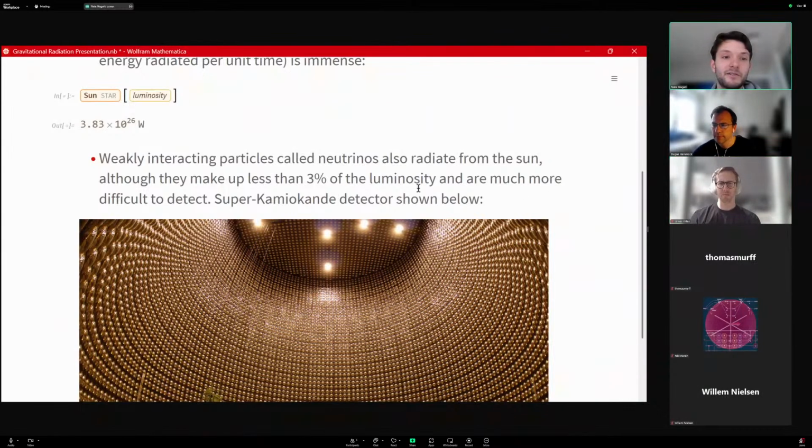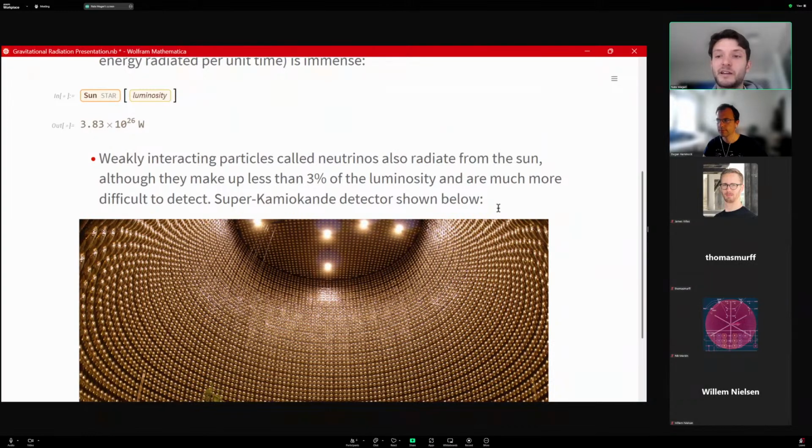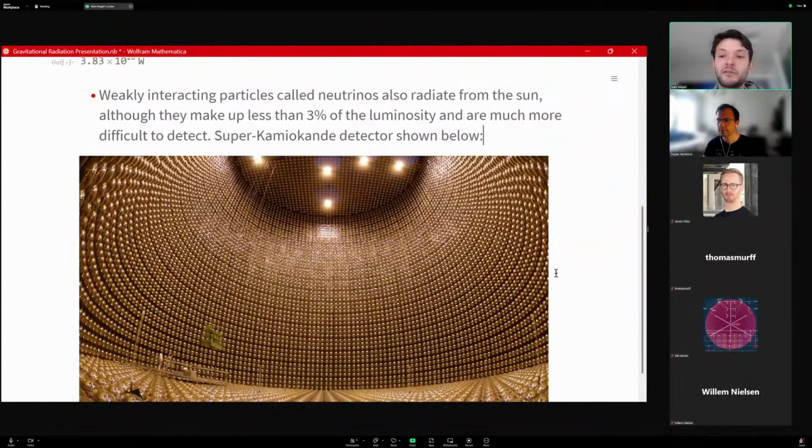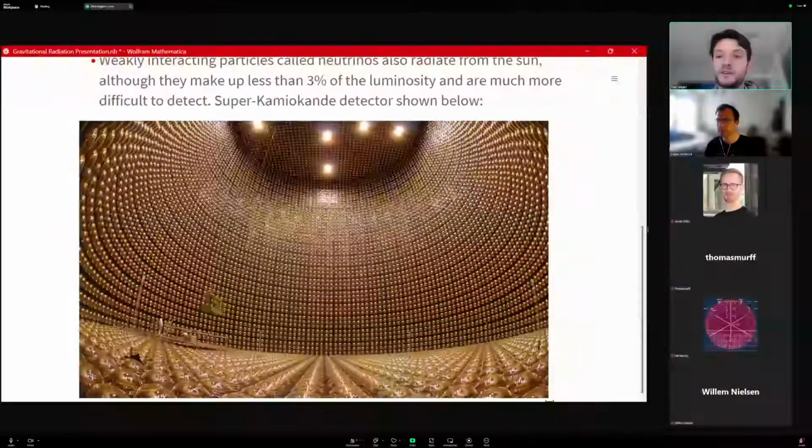Okay, so those three forces are all described by quantum field theories, but the one that stands out, the force that Einstein showed was really not a force, but more of a consequence of the geometry of space-time, is gravity. And so it turns out that gravitational systems can also radiate.